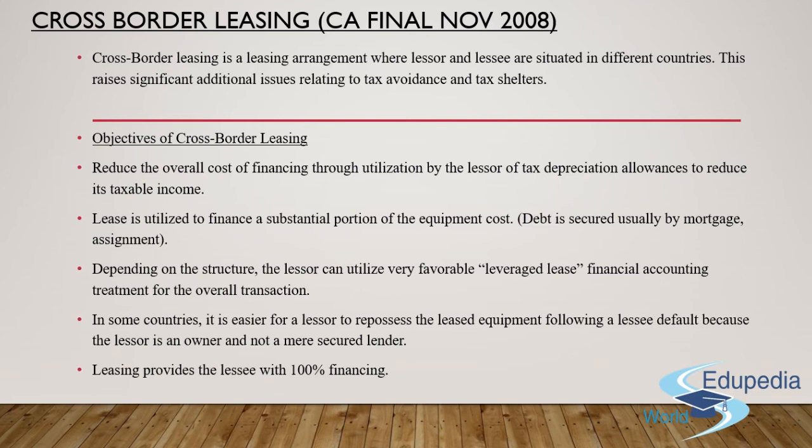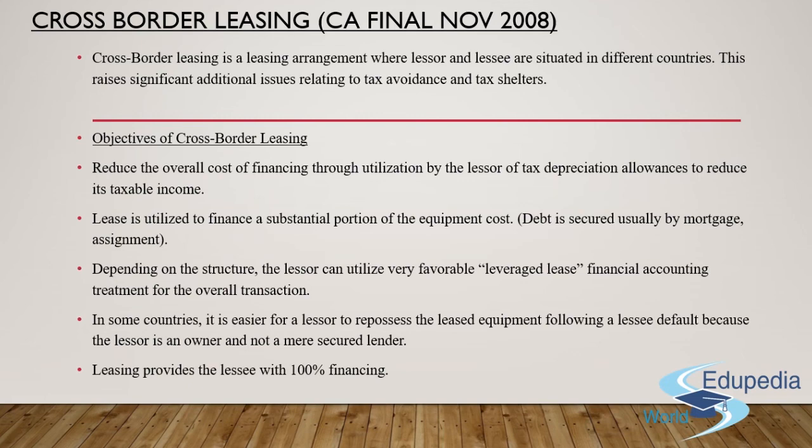Next comes what all are the objectives? Why do people usually prefer to go for cross-border leasing and rather not go for the in-house leasing which is available within the country itself? What all are the benefits? Think about it. You'll get the answer yourself. What could be the best benefit? Obviously, tax avoidance, tax shelters. You are actually able to reduce your amount of taxation. That is the most important benefit you get out of cross-border leasing.